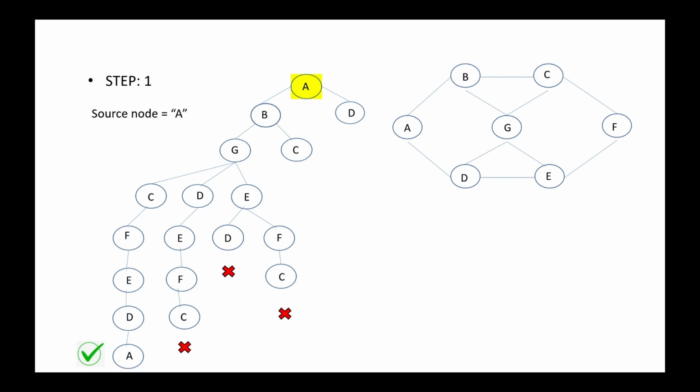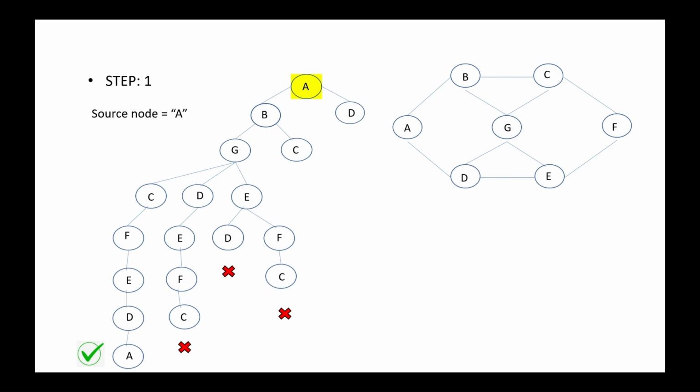Let's check the other child of G, which is E. For E, there are three adjacent vertices. One is D, G, and F. G is already visited. For D, the adjacent vertices are A, G, and E. All three are visited, so we didn't write any of them. For F, C and E are the two adjacent vertices. E is already visited, so we didn't write it. For F, we write C.